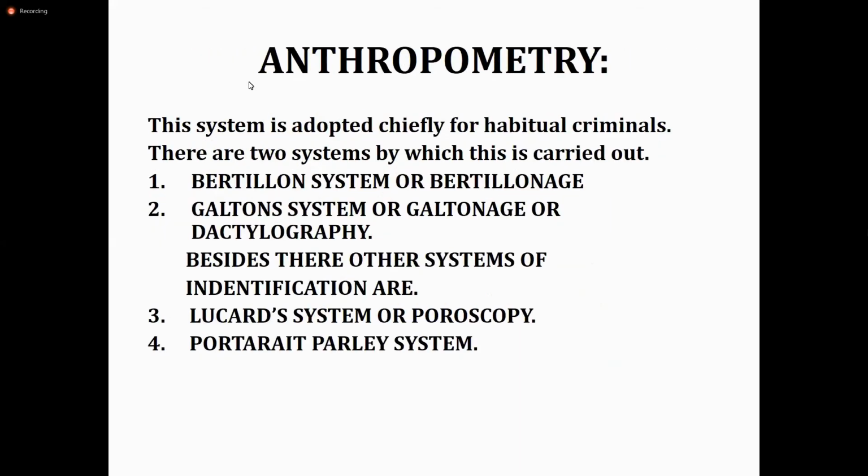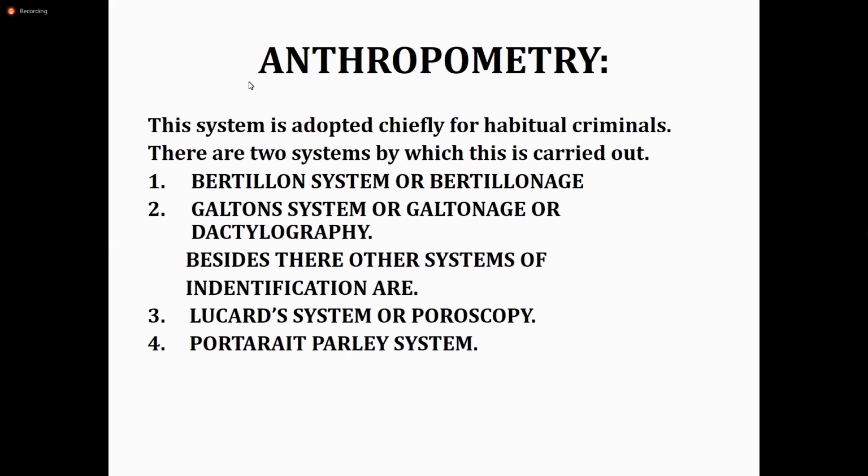Now, anthropometry. Okay, what is anthropometry? Some student, I think in the first lecture, asked what is the Bertillon system. So I told him that in the coming lecture, we'll be discussing this in detail. So that's why I skipped it in the previous lecture. Now, what is anthropometry? This system is adopted chiefly for habitual criminals. Okay, this is specifically for habitual criminals, not done routinely.